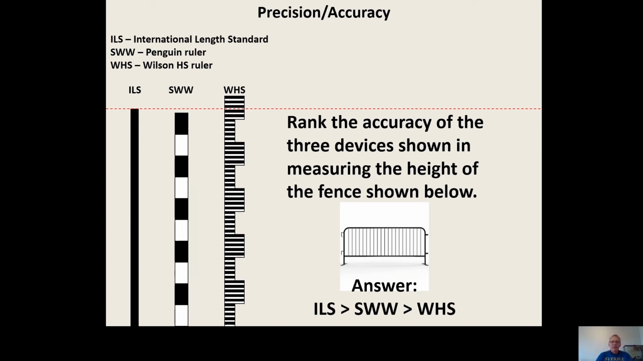The penguin ruler better reproduces the length. You can see it's almost quite the same length, right? It's a little bit shorter than the ILS, whereas Wilson's is longer than the ILS, but Wilson's is more long than the penguin ruler is short, okay? So the penguin ruler is more accurate than the Wilson ruler, but they're both not as accurate as the standard itself, right? And they're not measuring the ILS, they're referencing the ILS, but they're measuring the height of the fence, okay?